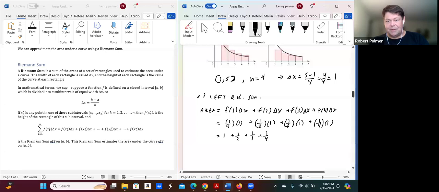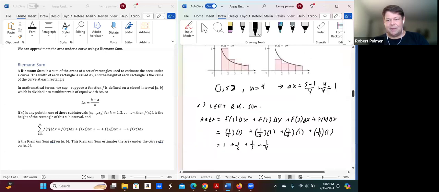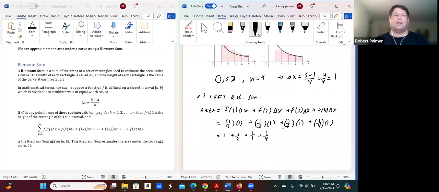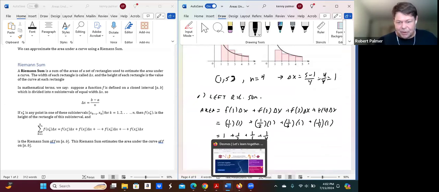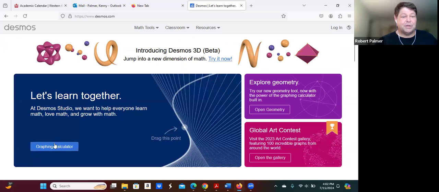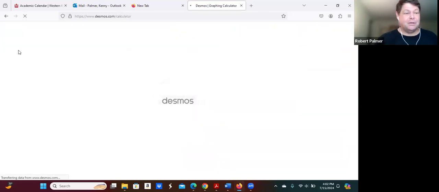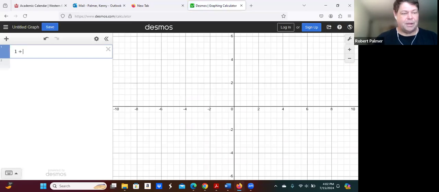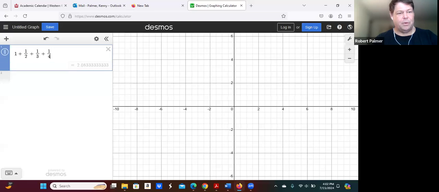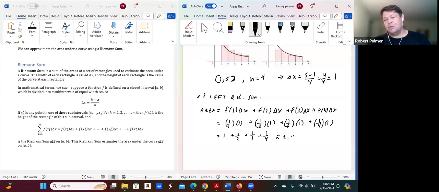And basically, if we do the math here, it's a little bit of a pain. In fact, let's just use Desmos for that. We'll just approximate it. You can do this by hand, but there's no need to do that here. So let's just go to Desmos. Remember, you can also use Desmos as a calculator. So I'm just going to type 1 plus 1/2 plus 1/3 plus 1/4. And of course, you can get an exact answer. This is approximately 2.08.